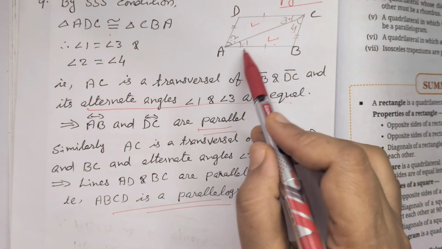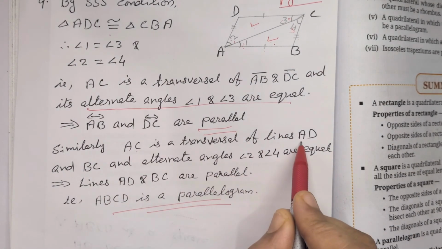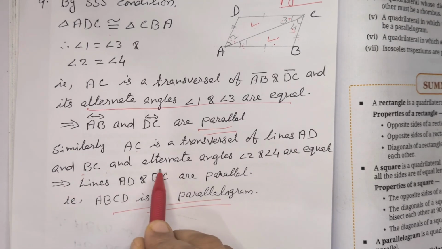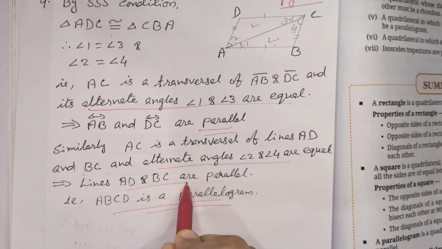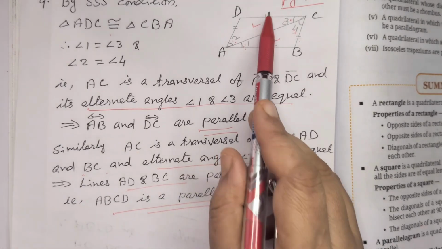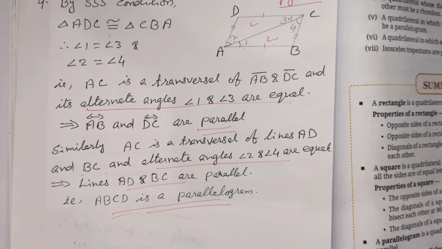If two alternate angles are equal, then we will get it. Here AC is the transversal of lines AD and BC. Alternate angles are equal, which means these two lines are parallel. And now we are getting two pairs of parallel, opposite sides, therefore ABCD is a parallelogram.